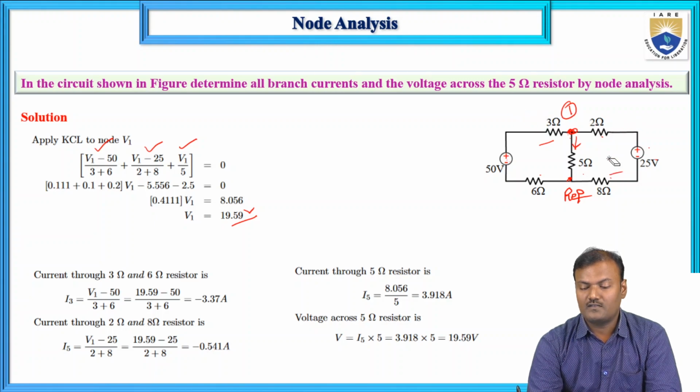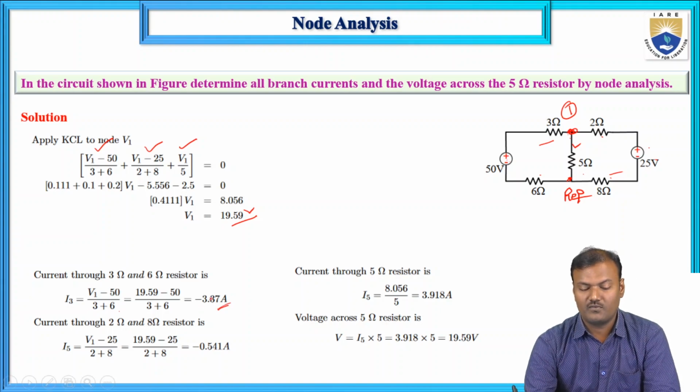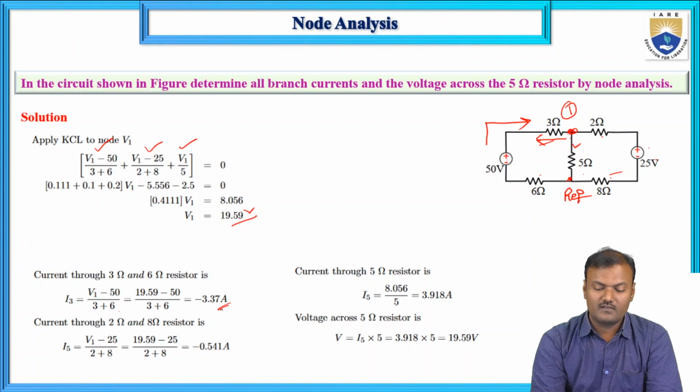The current flowing through 3 and 6 ohms is (V1 - 50)/(3 + 6), which is equal to minus 3.37 amperes. The negative sign indicates that the current is flowing in the opposite direction to what we assumed. The assumed direction is like this and the actual direction of current is opposite. So we are getting the answer as a negative value, minus 3.37 amperes.